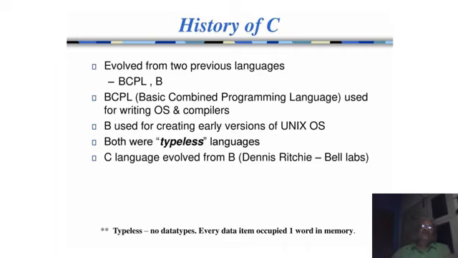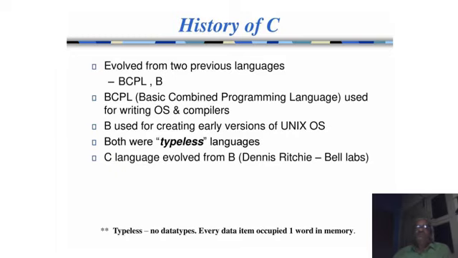Right. Now some further information about the history of C. It basically evolved from two previous languages, which we call BCPL and B. BCPL, the Basic Combined Programming Language, was used for writing operating systems and compilers. B was used for creating early versions of the Unix operating system. Both were typeless languages. I think you may not know the meaning of typeless languages. Typeless simply means no data types. Every data item occupied one word in memory. But some other languages are typed languages.